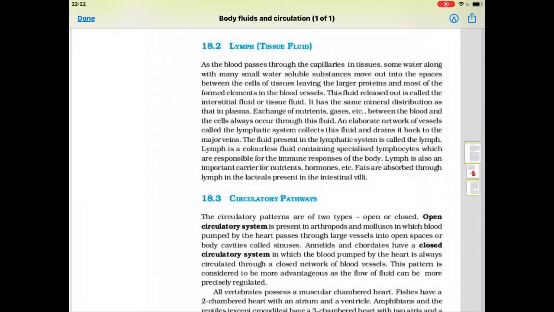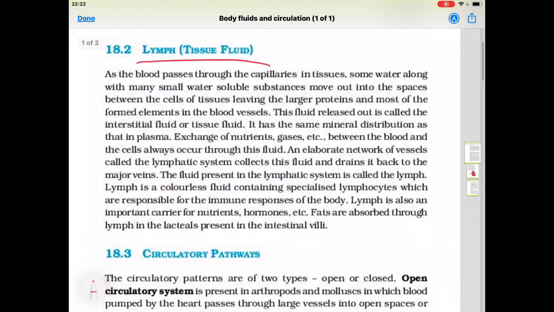Good morning, students. Our today's topic is lymph, that is tissue fluid. As we have already studied in class 10th, from the heart, the aorta takes the oxygenated blood towards the body. The aorta further divides into arteries, arterioles, and near the tissue region they end in capillaries. So, the aorta has a large diameter, and the diameter in the capillaries is very small.